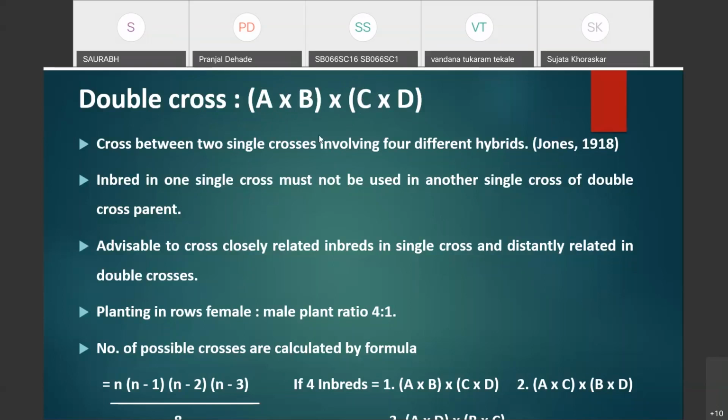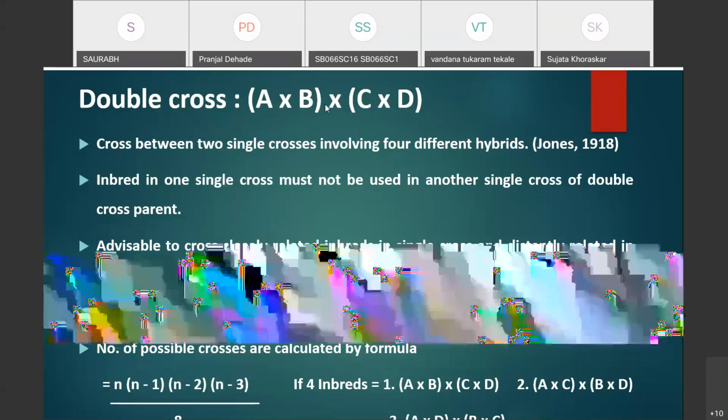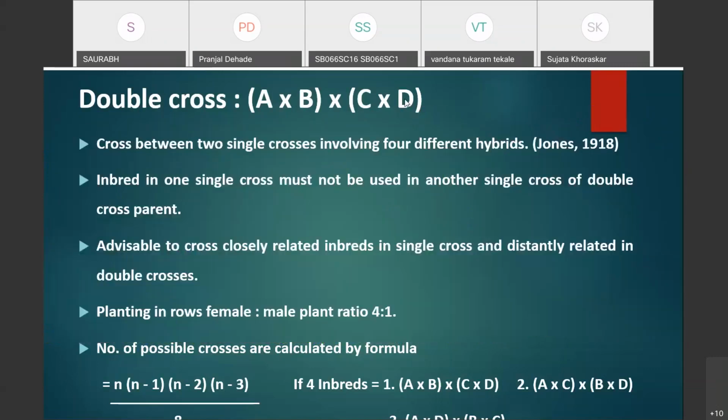That means here A and B are closely related, and in this single cross C and D are closely related. But A and B are distantly related from C and D. It is always advisable to cross closely related inbreds in single crosses and distantly related in the double crosses.